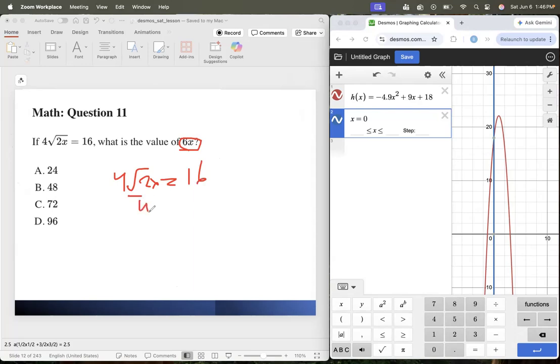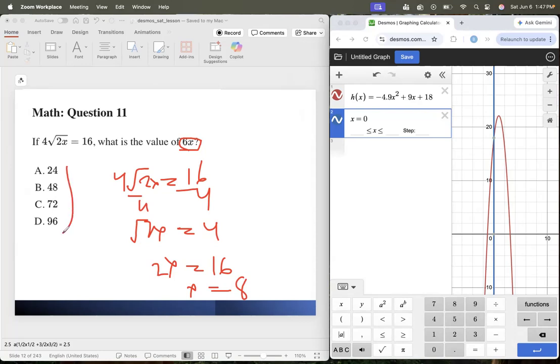Divide both sides by 4. You're going to get the square root of 2x, and you have 4. You get rid of the square root, you have 2x is equal to 16. x is equal to 8. That's all. You're done. Well, are you going to pick 8?